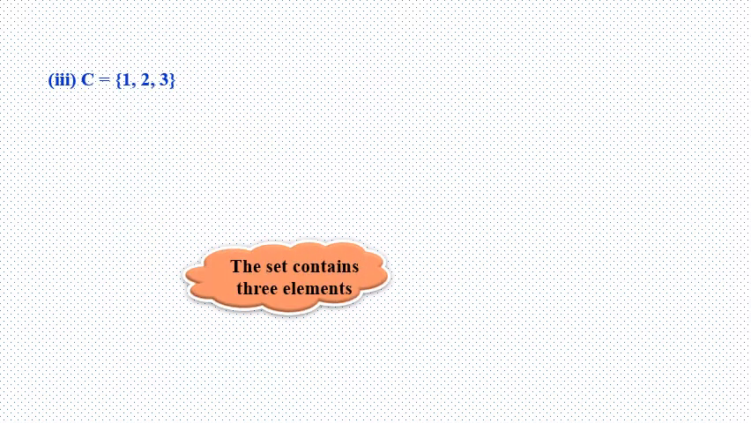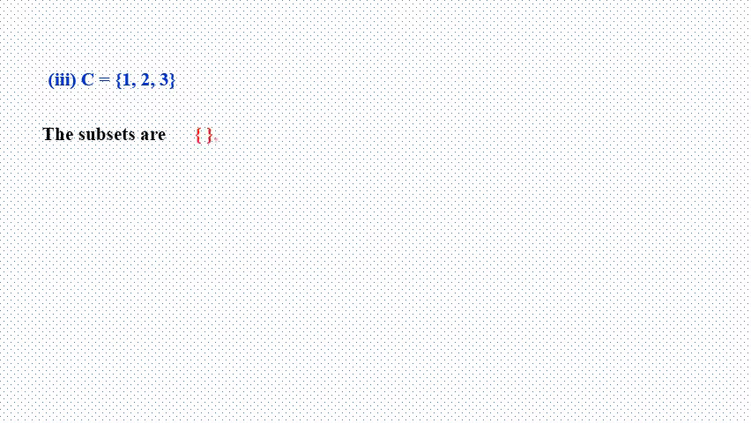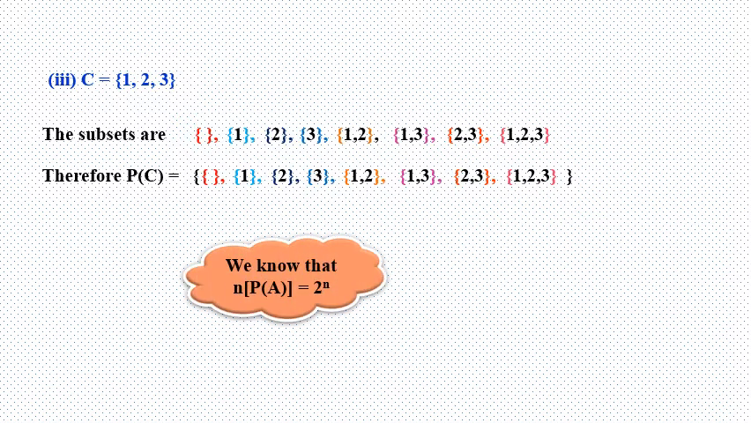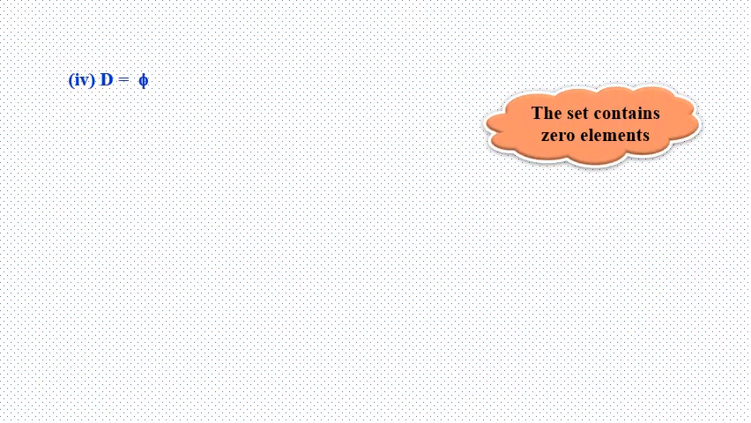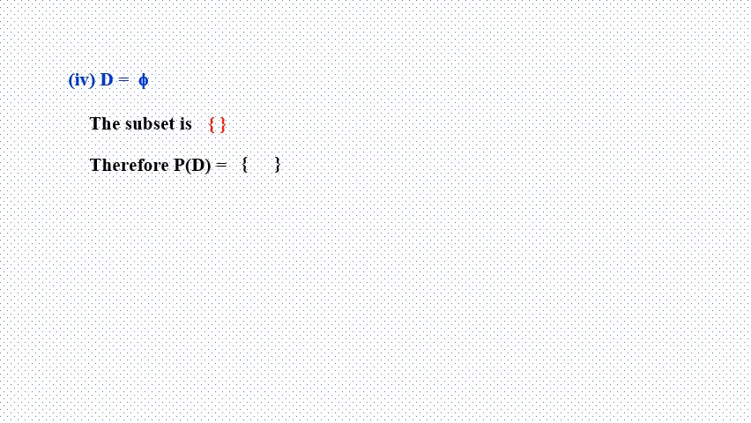Now, the set contains 3 elements. Therefore there are 2 raised to 3, that means 8 elements we have to get in the power set, that means 8 subsets. Take all these. Once again, we read the same, all these sets. The total number of subsets is 2 raised to n, that is 2 raised to 3, which is 8. Now the set is empty, so it contains 0 elements. Therefore the power set has only one element. The subset is this. Hence we know it is 2 raised to n.